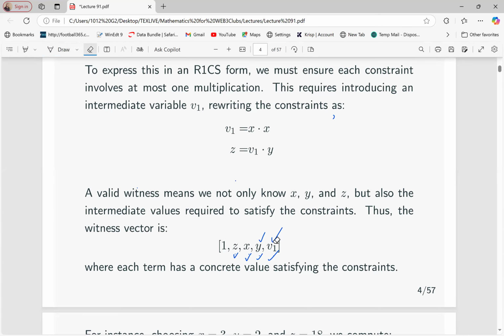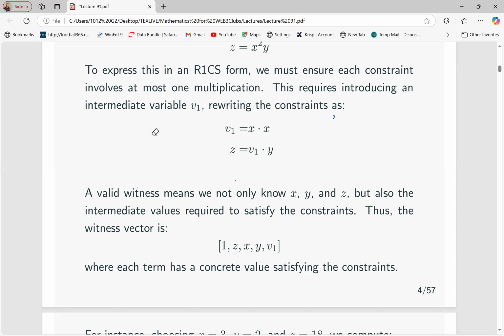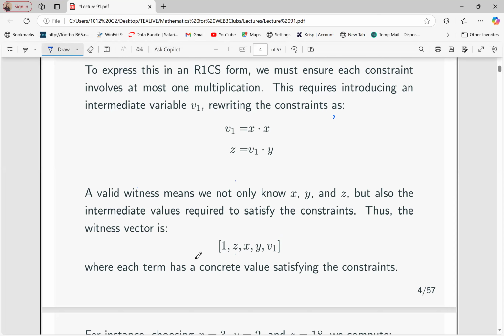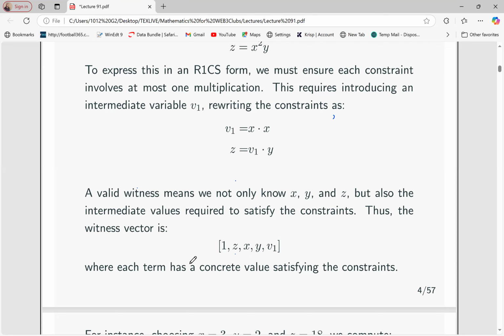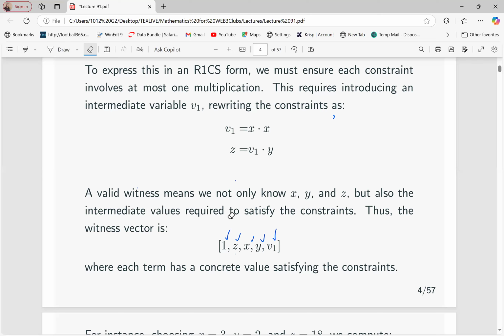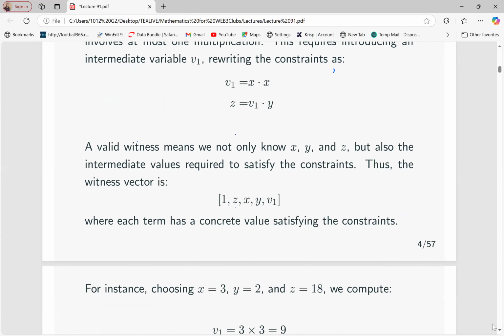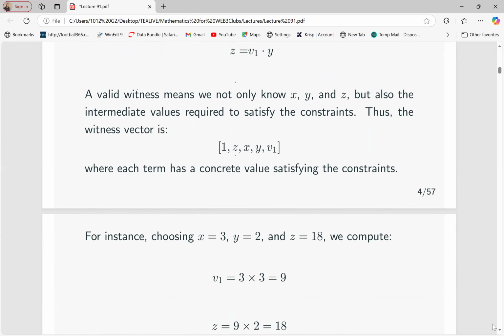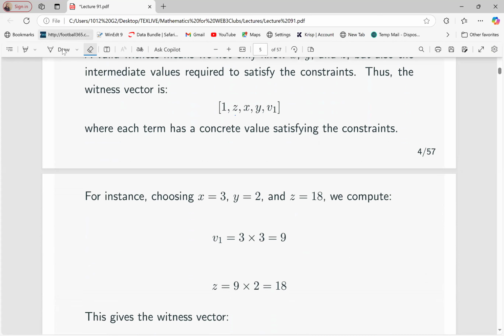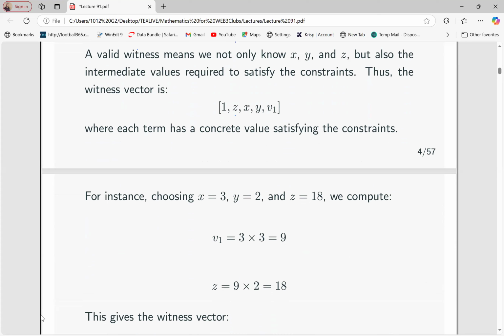Now, we say that a witness is just a vector made of one row and several columns. You can see in our case, the columns are 1, 2, 3, 4, 5. These are 5 columns in our case for this very easy equation. So I've just given an example here to illustrate what I mean by a witness.